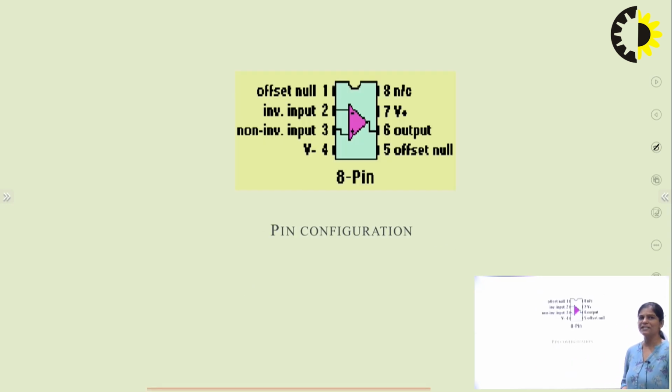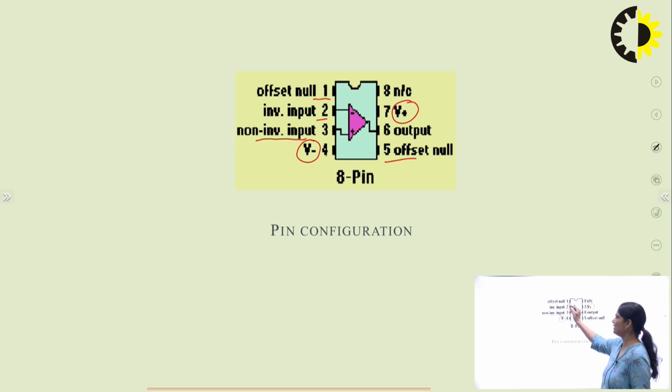Now this is the pin configuration of 741 IC. How many pins are there? 8 pins are there. First represents offset null. Second is inverting input. The third pin is used for non-inverting input, and the fourth one is minus VEE, or you can say minus VCC. This is negative voltage, this is plus VCC. So 4 is used for minus VCC and 7 is used for plus VCC. 5 is used as offset null, the same as pin 1. Now 6 is used for output, 7 is plus VCC, and 8 is not connected.